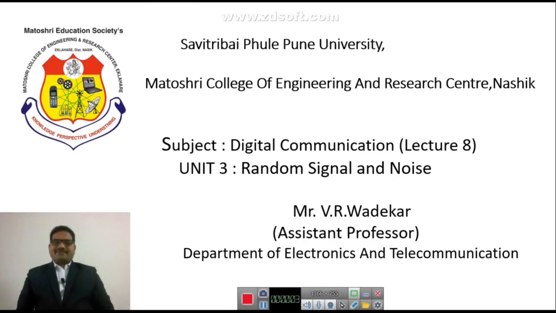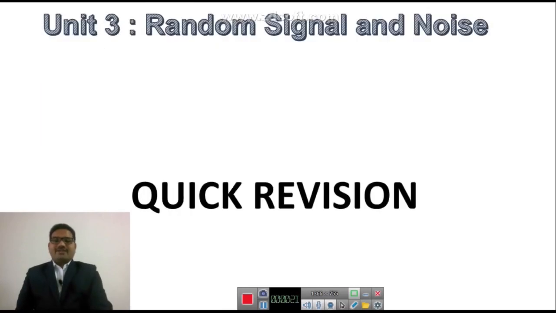Hello friends, today we are going to start the new third unit of digital communication, that is random signal and noise. But before starting with this unit, let's have a quick revision of what we have studied up till now. Starting with unit number 1, that is digital transmission of analog signals.